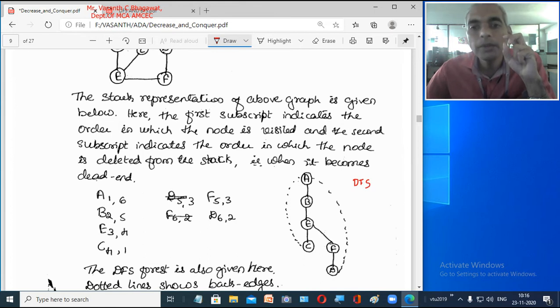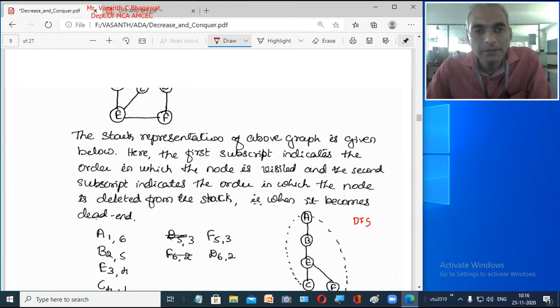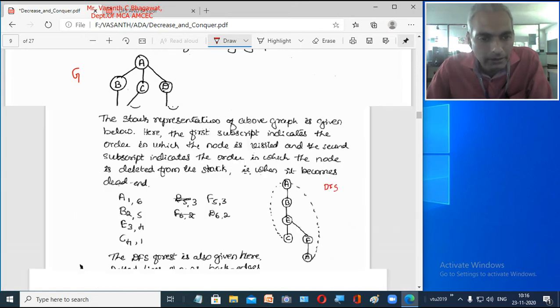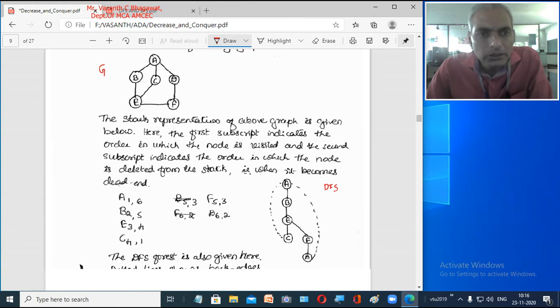Now how do we construct this? Let us try to solve it. We start with the starting vertex A, right? Let me reduce its font size so that we can see it. Now this is our graph, and we start with the starting node A.